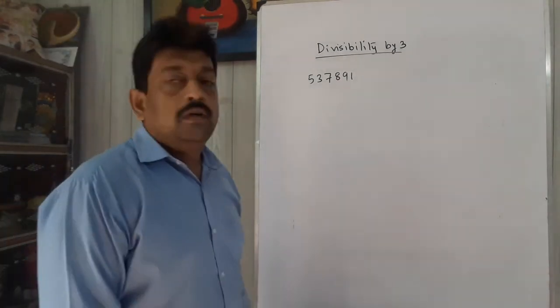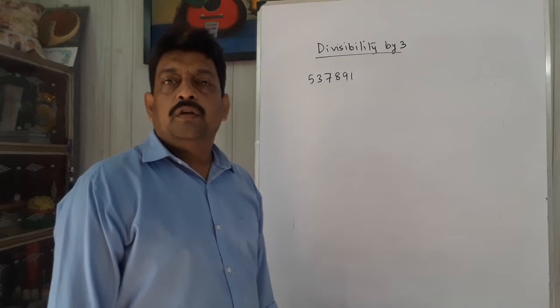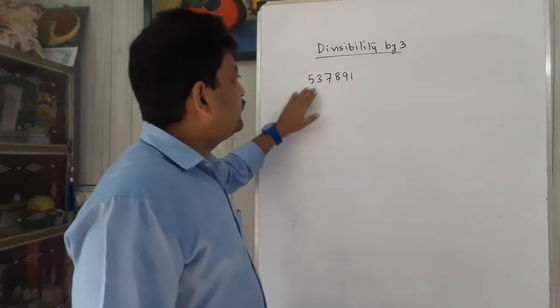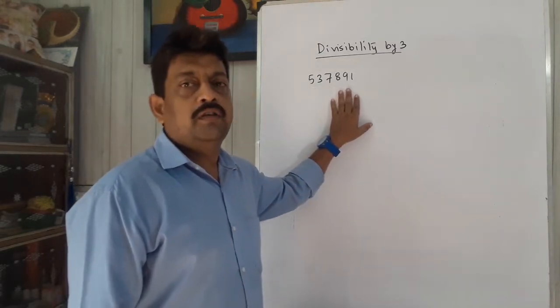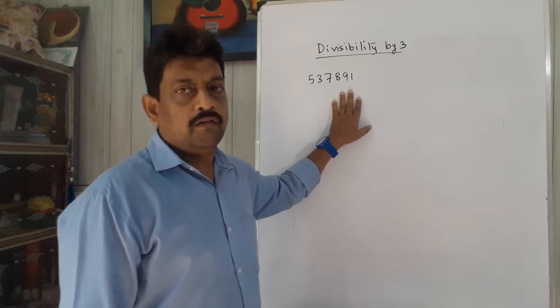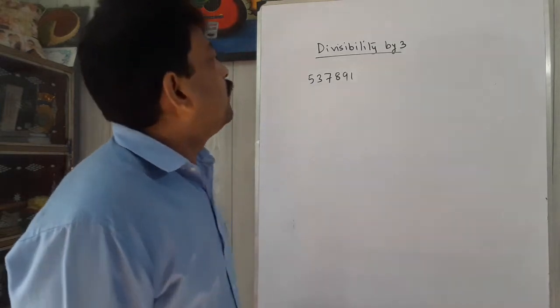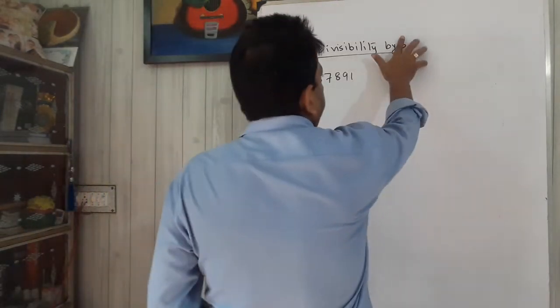So for checking the divisibility by 3, we have to add the digits and check whether the sum is divisible by 3 or not. Okay. Now divisibility by 4.